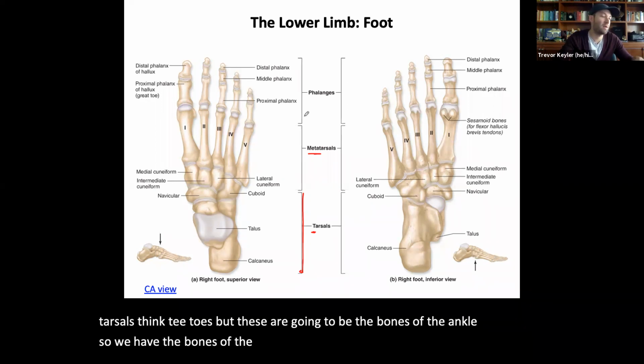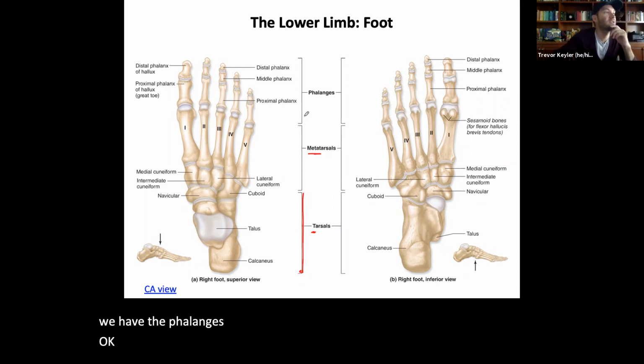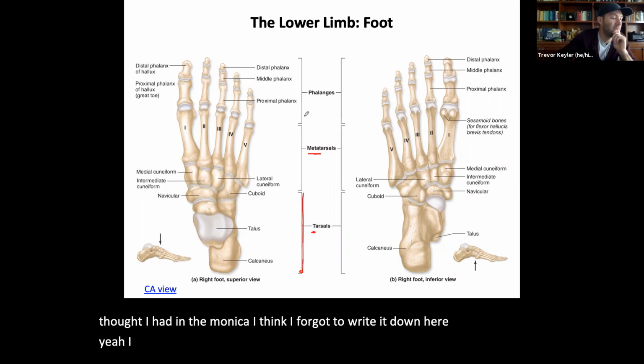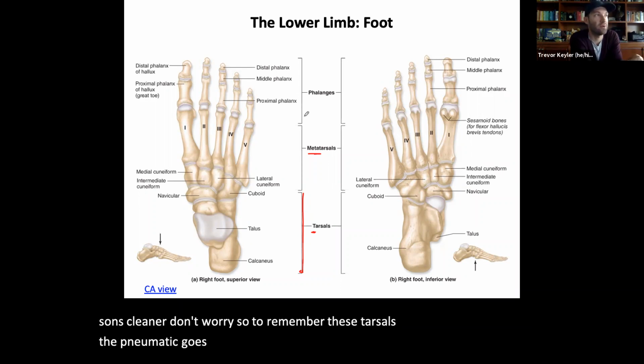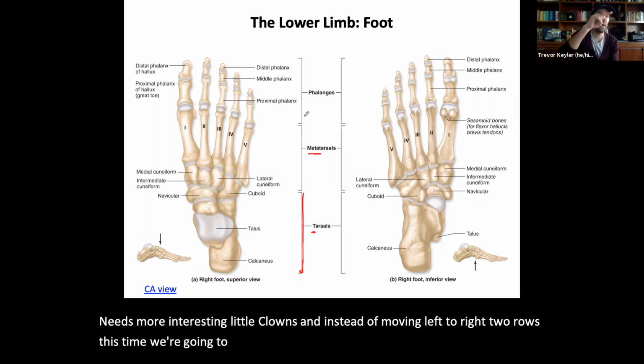Thought I had a mnemonic. I think I forgot to write it down here. Yeah, I do. This one's cleaner, don't worry. So to remember these tarsals, the mnemonic goes, the circus needs more interesting little clowns. And instead of moving left to right in 2 rows this time, we're going to make this S shape. So I'll fill this in as we go.